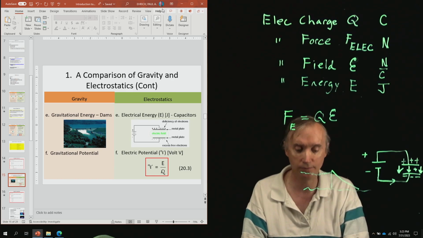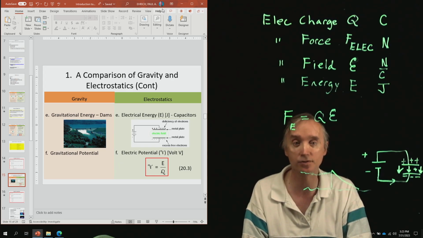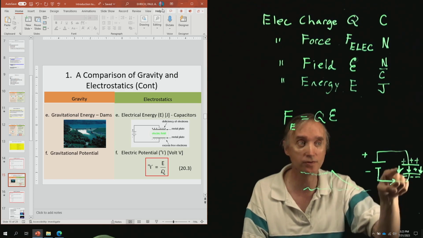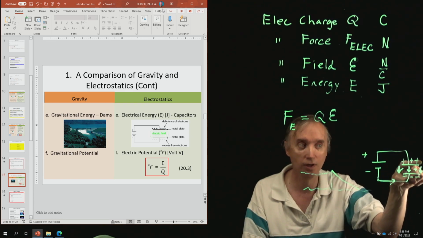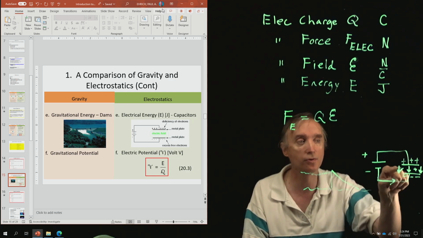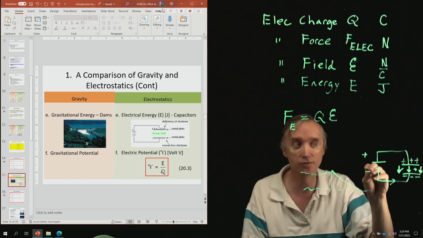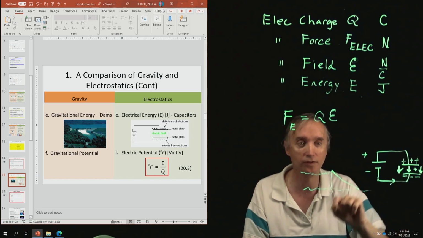So we could say that an electrical capacitor stores what? It stores electrical charges. We could also say it stores electrical energy, and we could also say it stores the electric field.